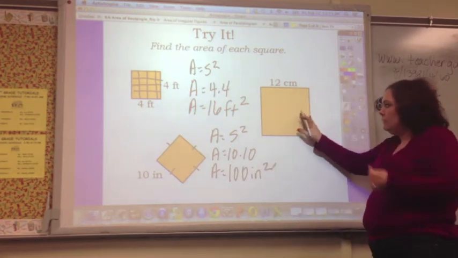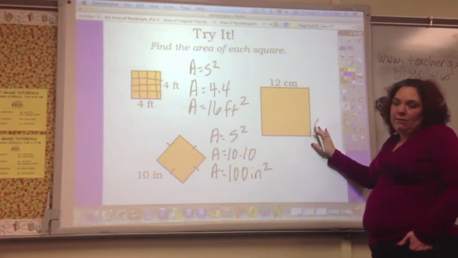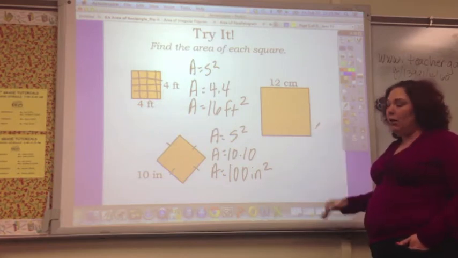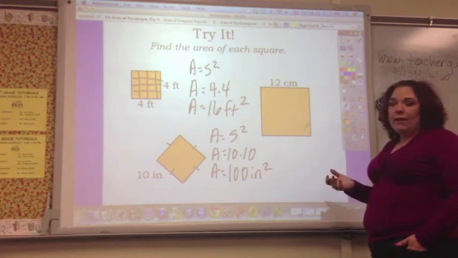So go ahead and do this example. 12 centimeters. If it's 12 centimeters on one side, it's 12 centimeters on all sides because it's a square. And what is the area?